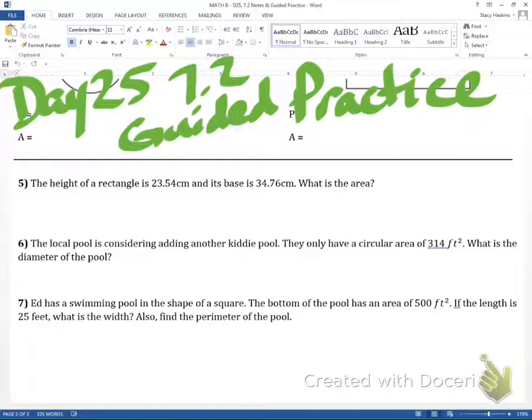Alright, I know you've probably already did problem number 5 yesterday or in the previous class, but we'll go ahead and do it together today just as a refresher. The question says the height of the rectangle is 23.54 centimeters and its base is 34.67 centimeters, and it asks what is the area.